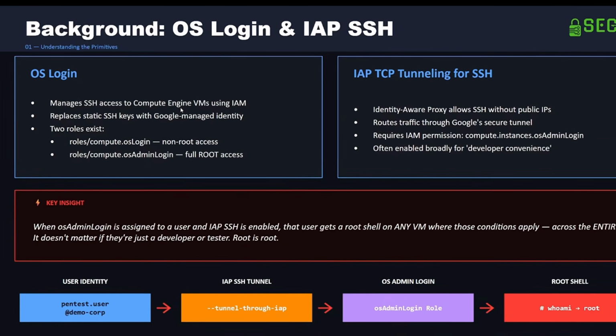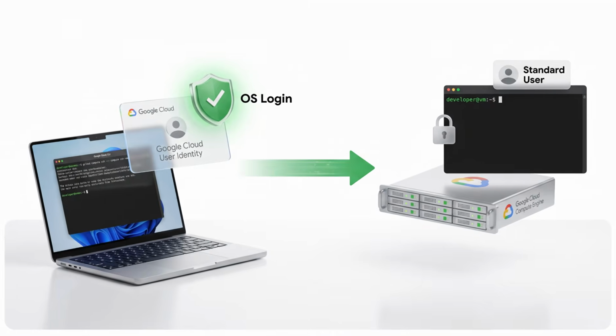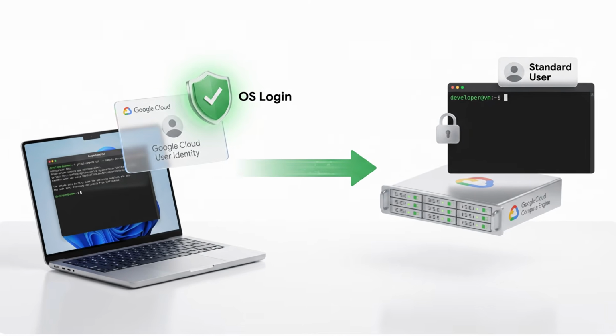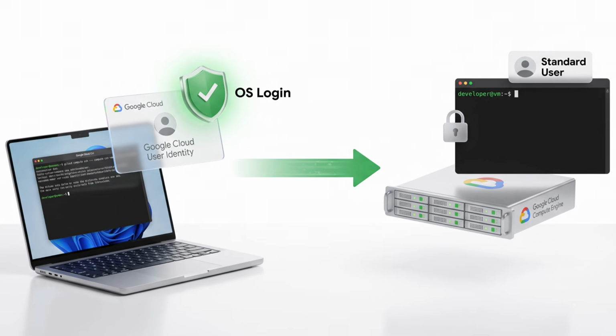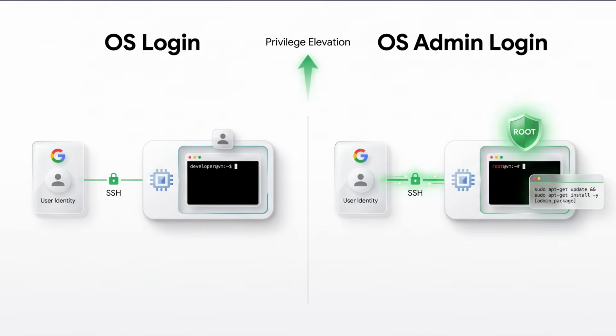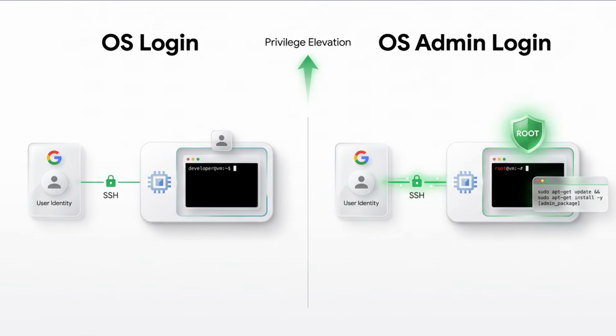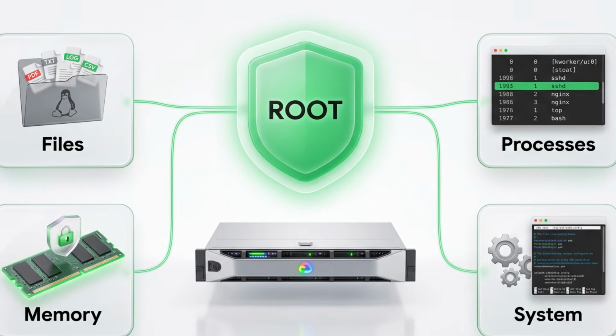Here's what matters for today's finding. OS Login defines 2 distinct IAM roles. The first one is OS Login. This gives the user SSH access to a VM, but as a normal, non-privileged Linux user. Fine for a developer. The second role is osAdminLogin, and this one is completely different. This gives the user SSH access as root, a full root shell on that particular machine. That distinction is critical. Root means no Linux permission boundaries.